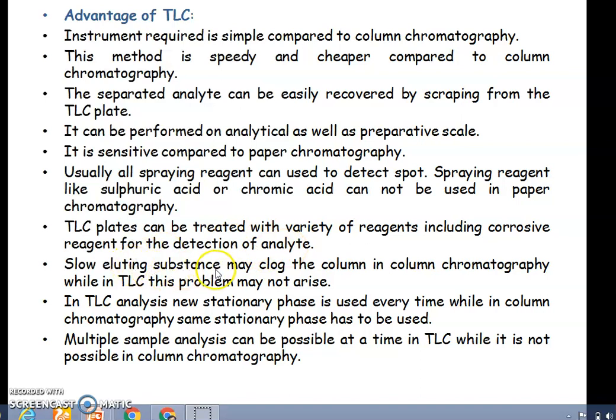A slow eluting compound may clog the column in column chromatography, while in thin layer chromatography this problem may not arise. In TLC analysis, a new stationary phase is used every time, while in column chromatography the same stationary phase is used for many sample analyses. Multiple sample analyses are possible at a time in TLC, while it is not possible in column chromatography.